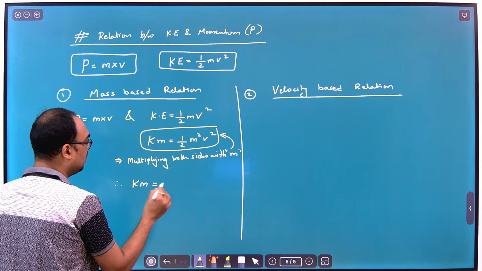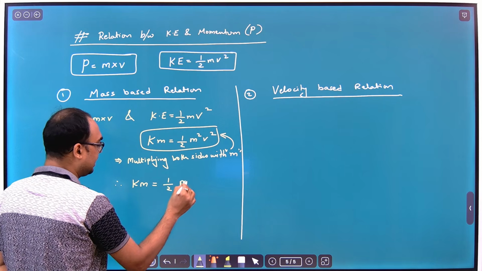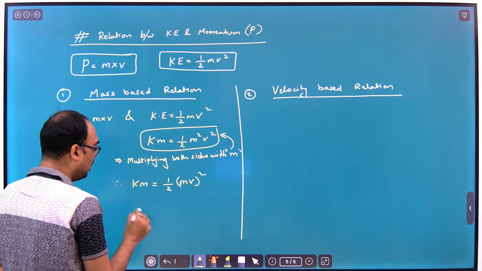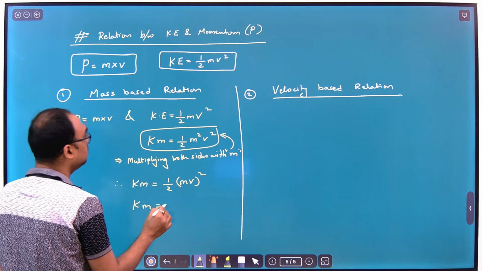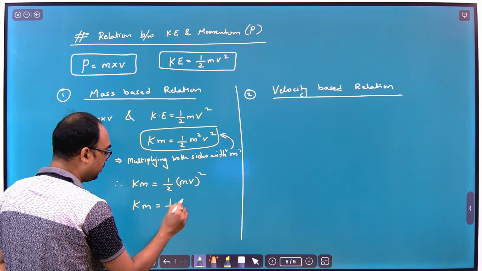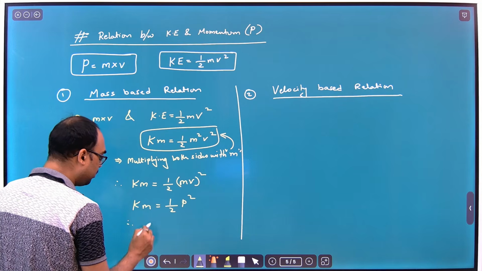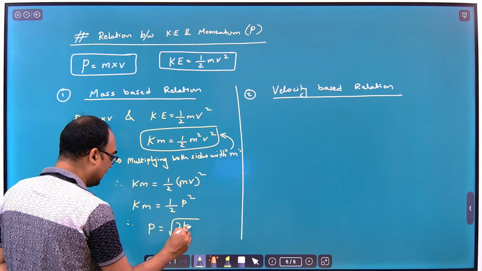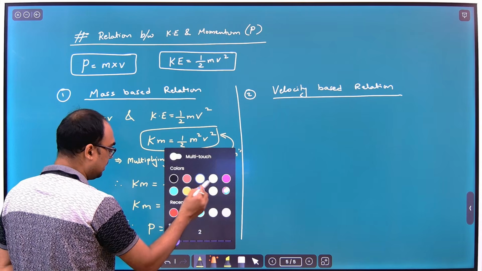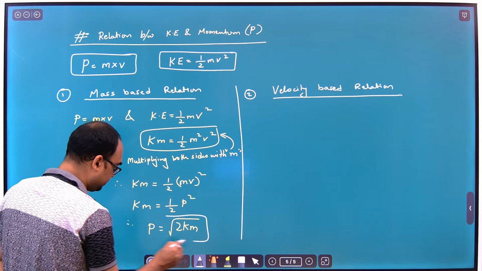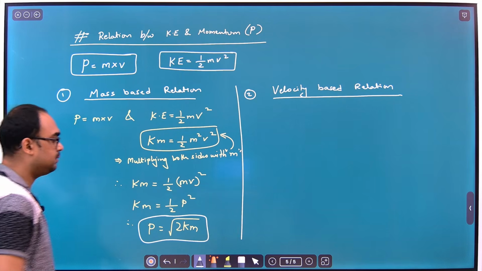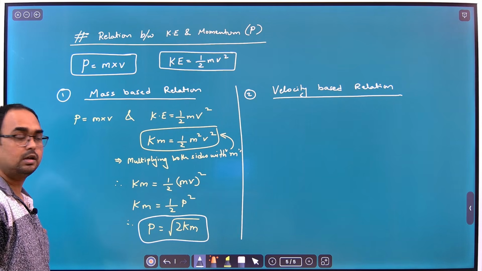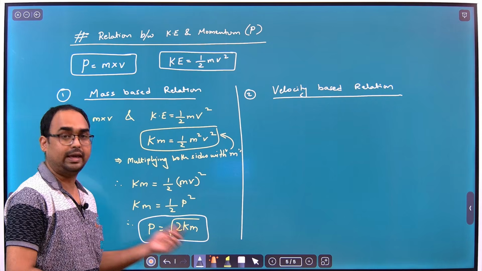Now, therefore, Km is equal to half, we can write this as mv whole square, where mv is your momentum. Square. So therefore, P is equal to root over 2Km, the first relation, the mass-based relation. Momentum equals root over 2Km.